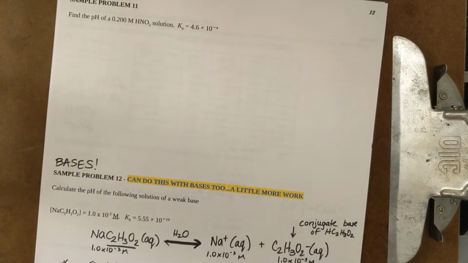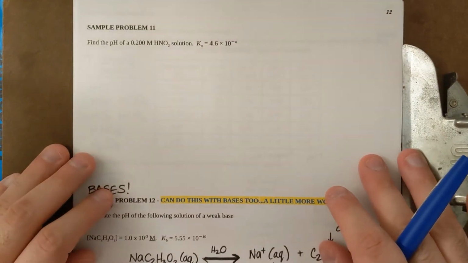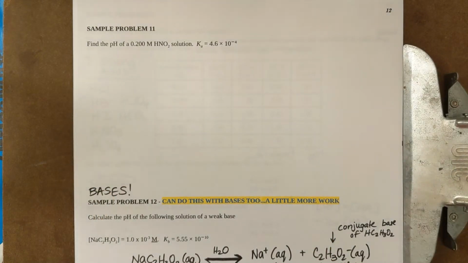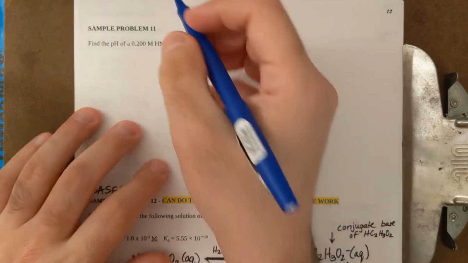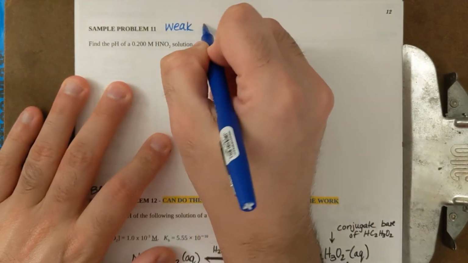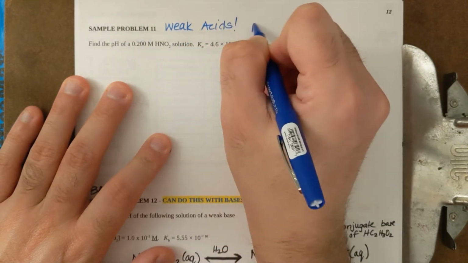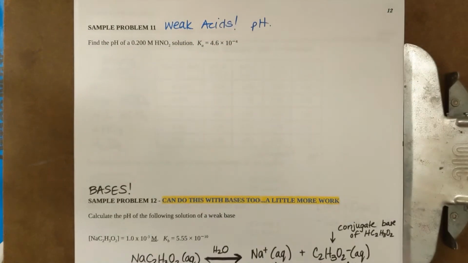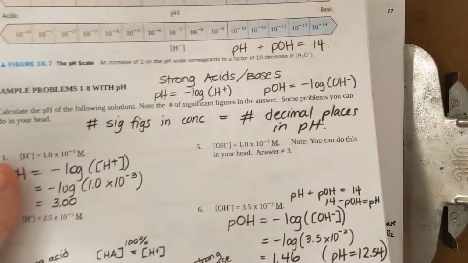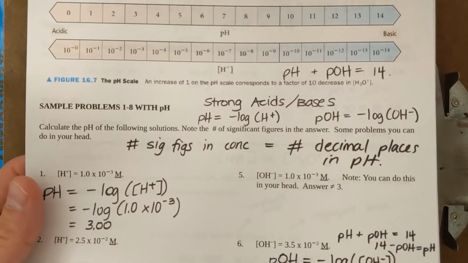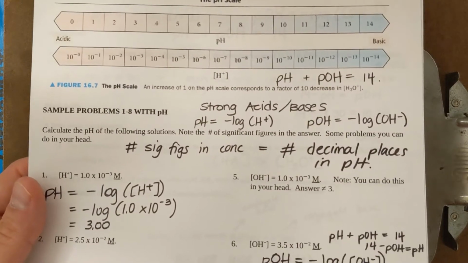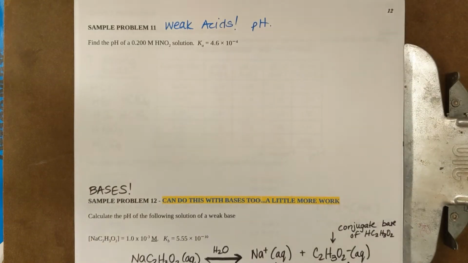This is a nice refresher on how to calculate equilibrium concentrations and how to calculate pH for a weak acid if I'm given its Ka. So this is for weak acids. Remember, if I'm a strong acid or a strong base, I could use the concentration of the acid or base directly to solve for pH because it dissociates 100%. But for a weak acid, it does not dissociate 100%. So I need to do more work.